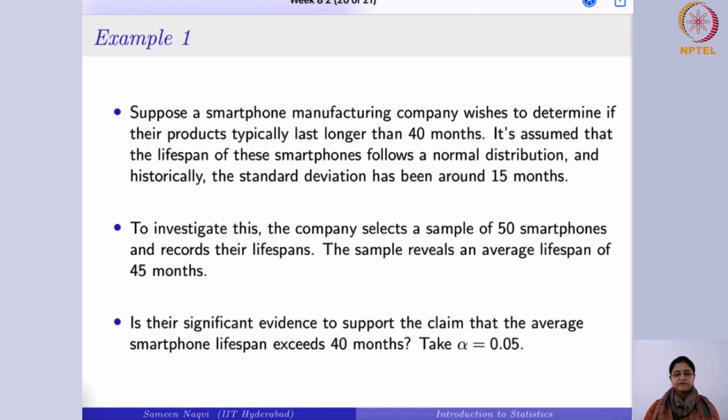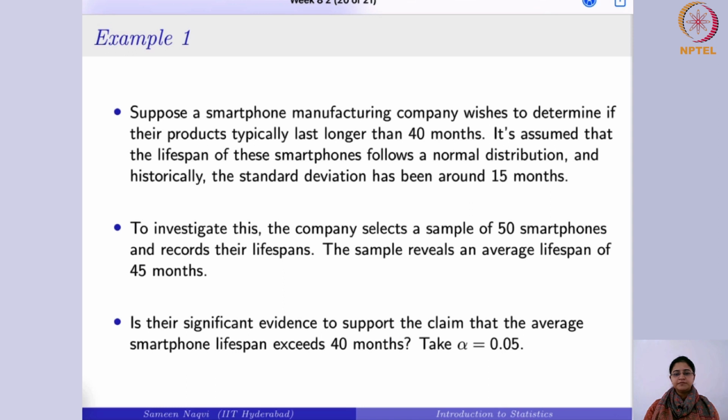So now you have to check whether there is significant evidence to support the claim that the average smartphone lifespan exceeds 40 months or not, right? So you have to find support for that, and you have to take alpha as 0.05. So that is already given to you.